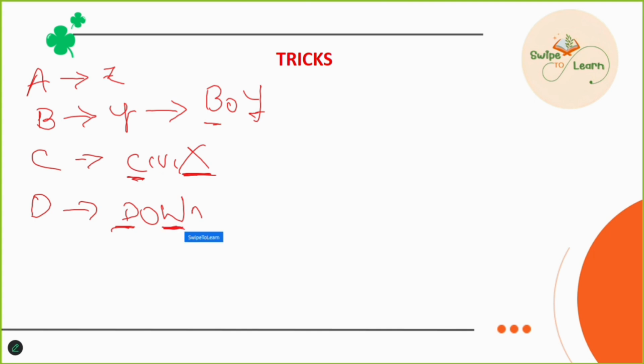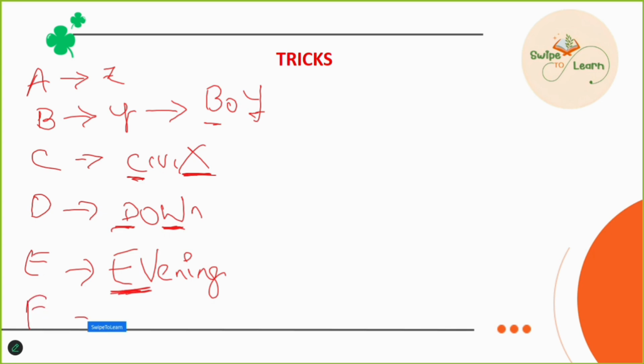D-O-W-N, down. Down means from bottom to up. So we are reversing, no? So for D, we can remember down. And for E, we can remember evening. We can remember this evening for E and V. So E and V are opposite to each other.